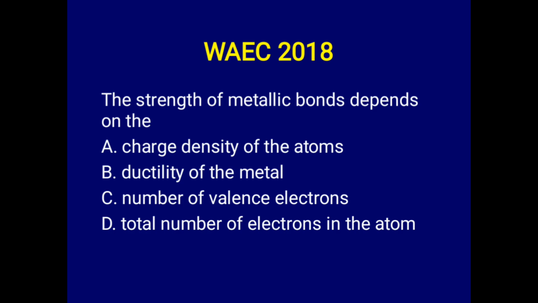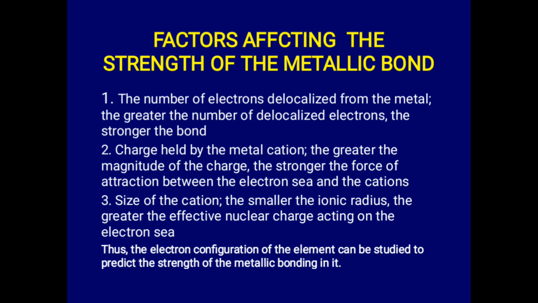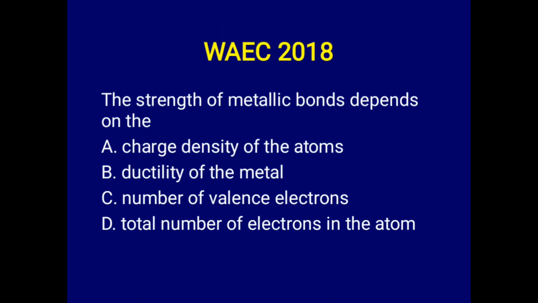So if you have picked the answer, I expect you to have picked C, the number of valence electrons. Like you have explained the other time, the valence electron is the outermost electron, and of course it will determine the charge. The valence electron determines the charge that will be on the metal cation. So the valence electron is the correct answer here.